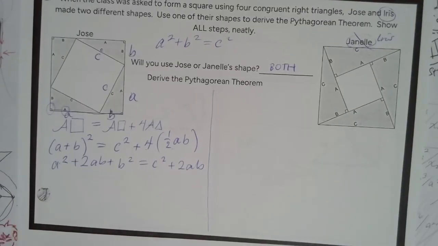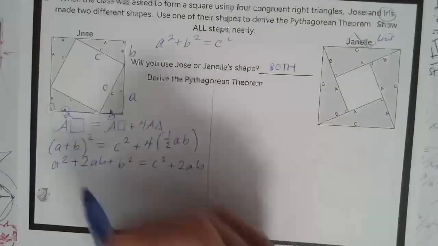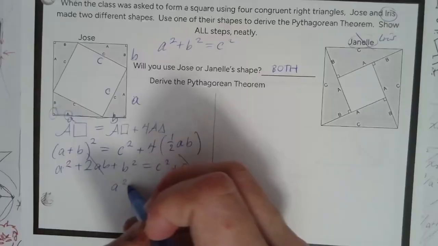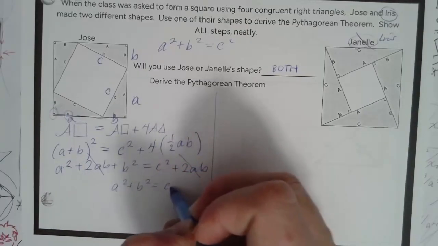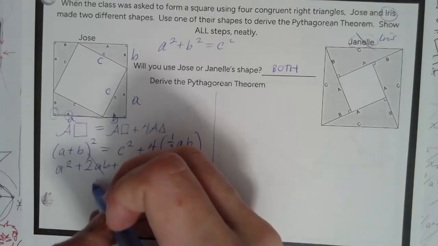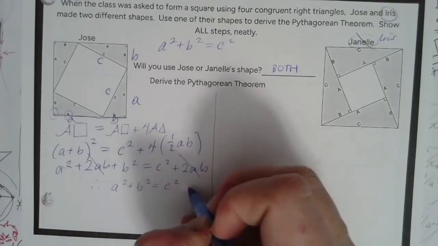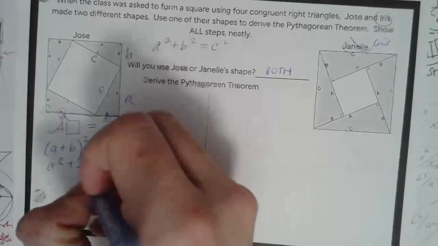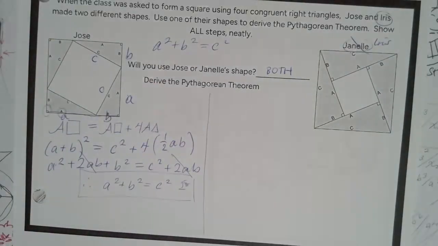This proof is screaming to be solved. Look at this. We have 2ab's on both sides, so they cancel, and the final step is a squared plus b squared is equal to c squared. So just to show that it's a proof, we'll write "therefore" this happens, and then I'm going to do my little signature there at the end. QED, we've shown the Pythagorean theorem to hold.